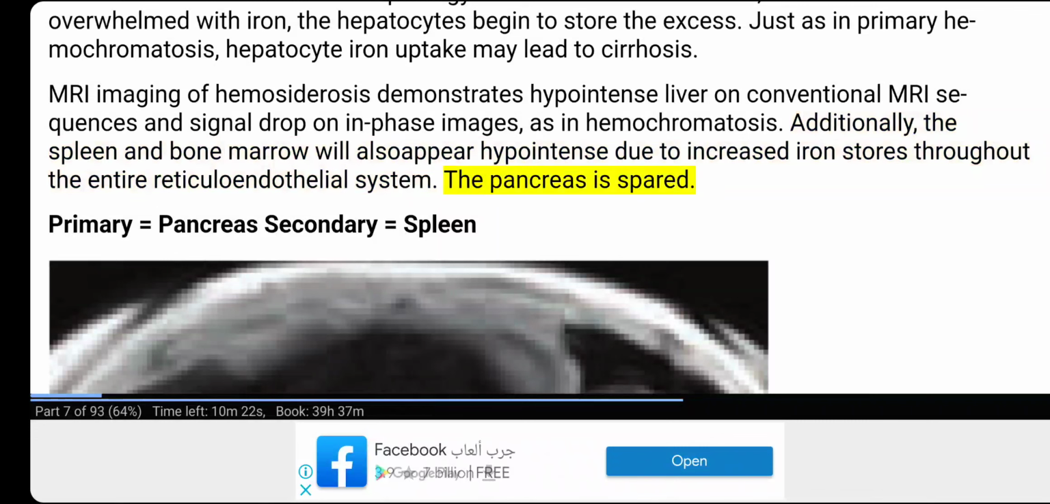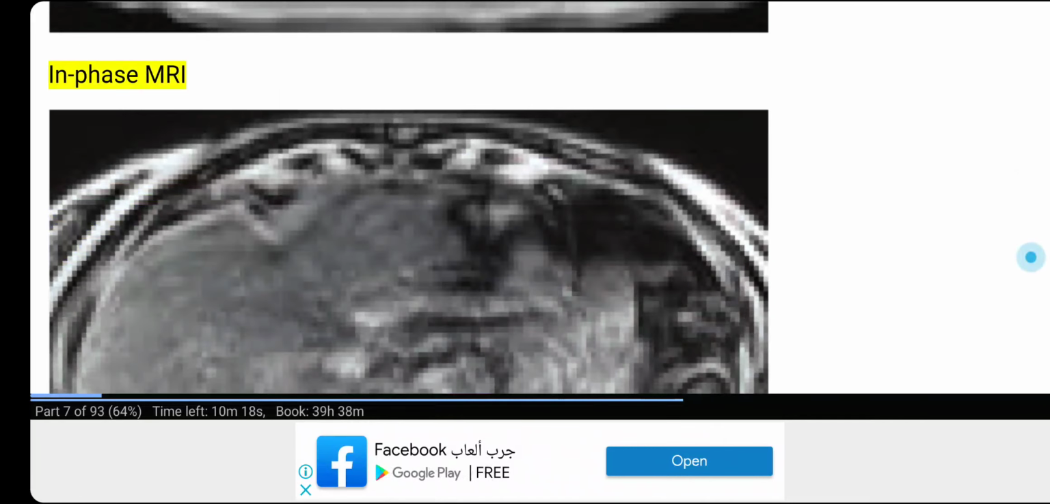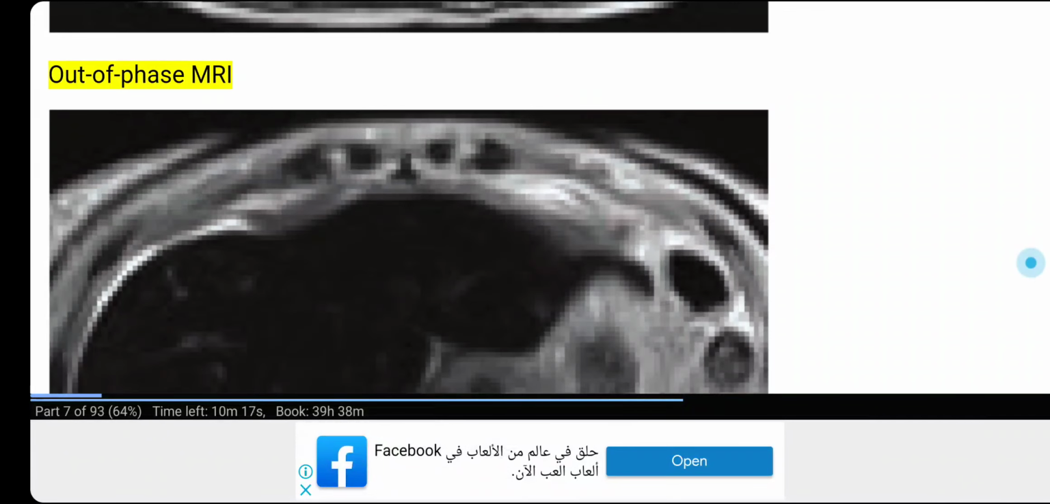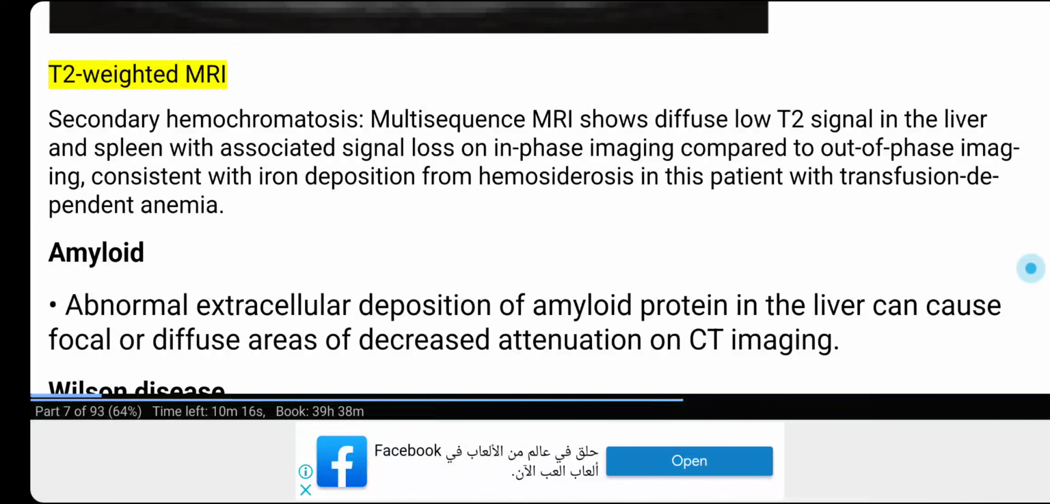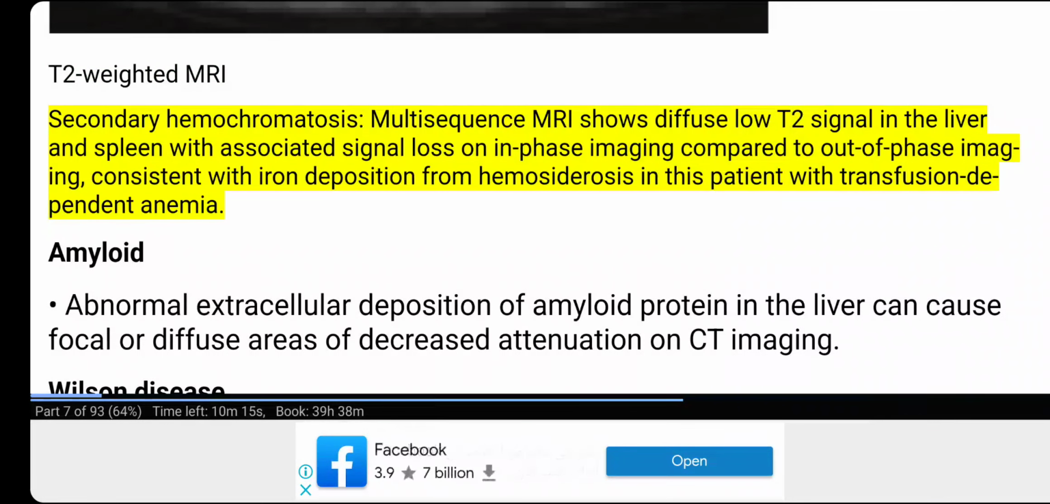The pancreas is spared. Primary equals pancreas, secondary equals spleen. In-phase MRI. Out-of-phase MRI. T2 weighted MRI. Secondary hemochromatosis. Multisequence MRI shows diffuse low T2 signal in the liver and spleen with associated signal loss on in-phase imaging compared to out-of-phase imaging, consistent with iron deposition from hemosiderosis in this patient with transfusion-dependent anemia.